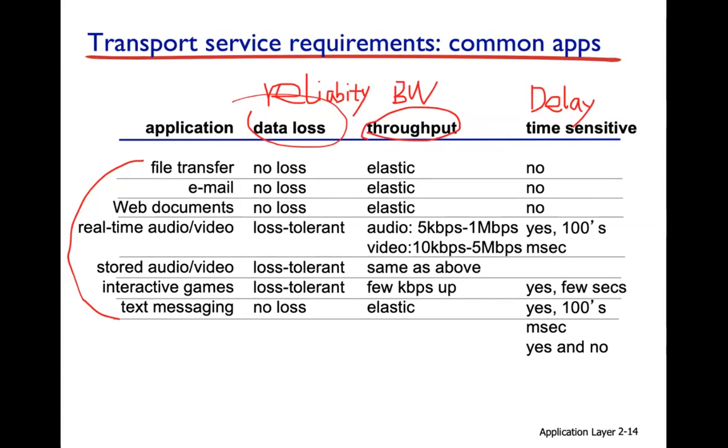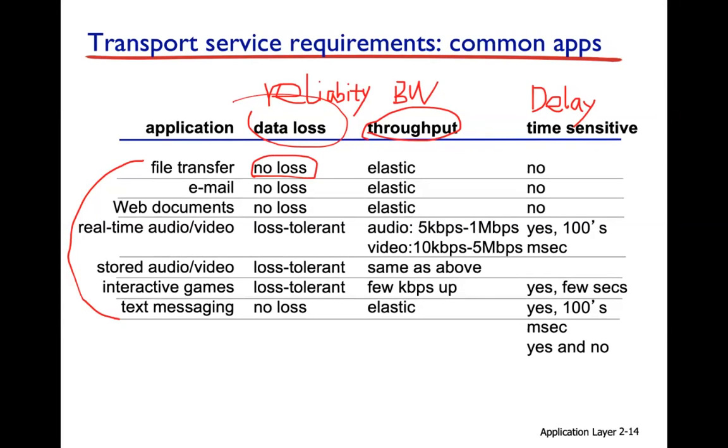Okay, we look at the file transfer. Reliability required is very high. You cannot do any data loss because your file will be corrupt if you miss some data block. So reliability is very high, but they don't need to worry about the bandwidth as well as the delay. So there's no bandwidth, no delay requirement, but it definitely requires reliability.